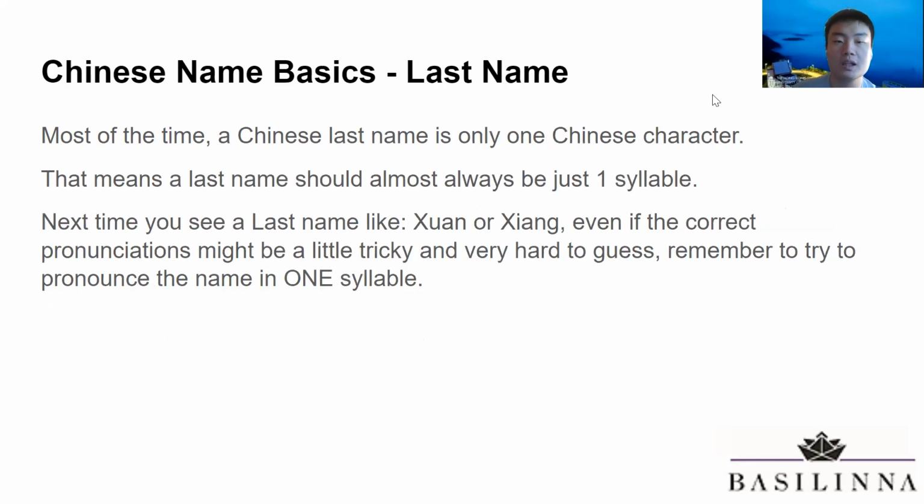Okay. Next one would be the last name. In most cases, the Chinese last name is only one Chinese character, but in very extreme cases, we also have two-character last names, and we'll show that at the end of this lecture. That means a last name should almost always be just one syllable. We will see more at the end of our lecture, and we will do some practice.